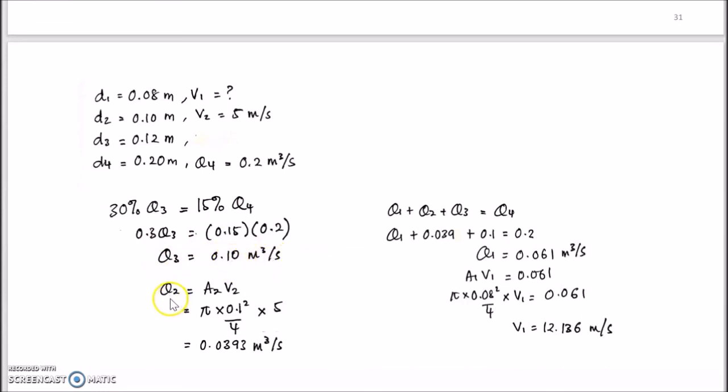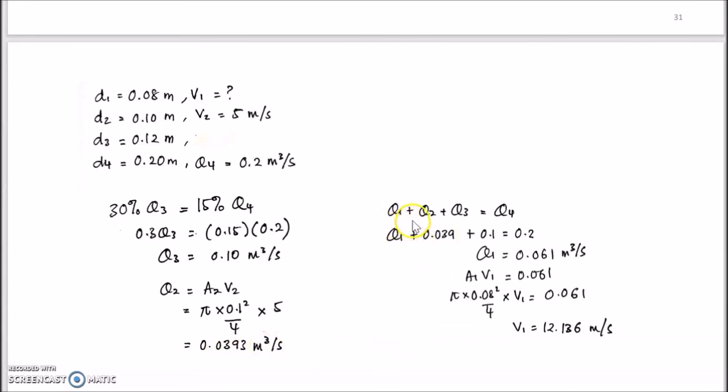So now we calculate the flow rate 2 equal to area 2 times velocity 2. Area 2 is pi d squared over 4, and then we times it with the velocity 2 given in the question, which is 5. So we calculate and get 0.0393 meter cubed per second.